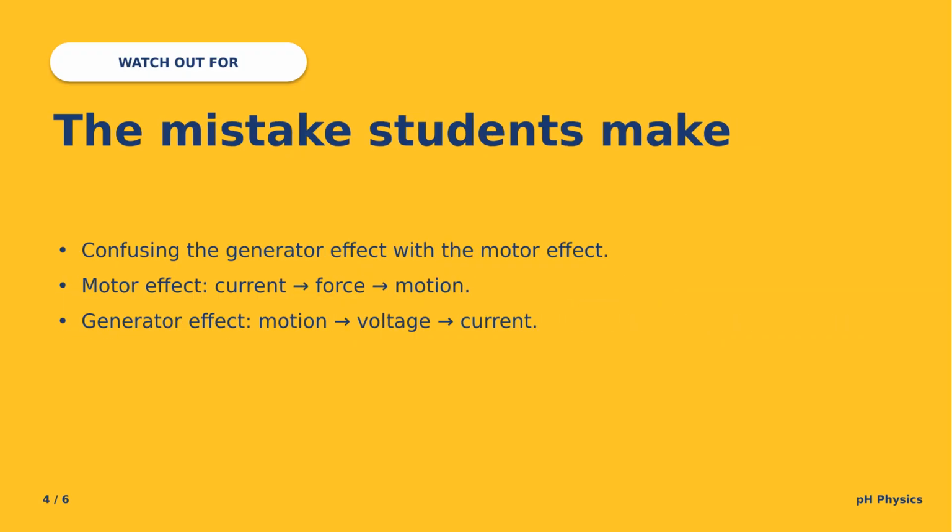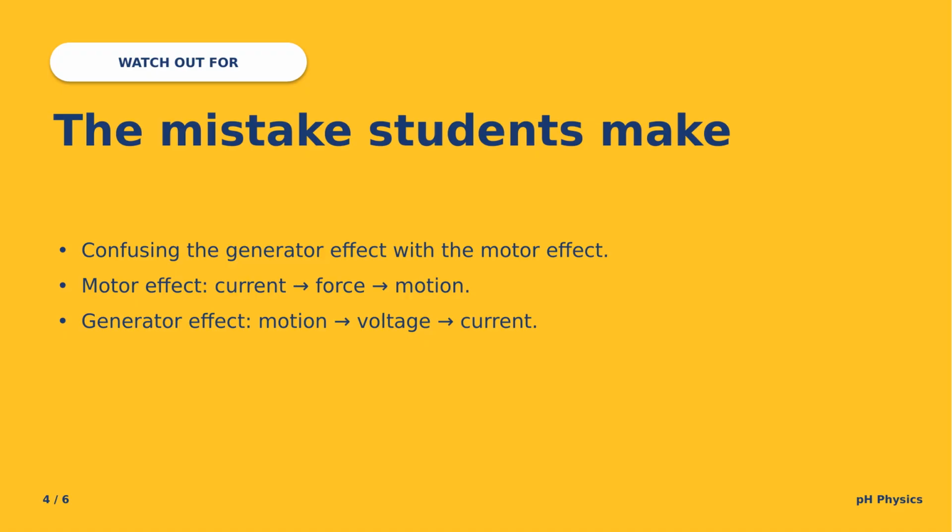A common slip is confusing the generator effect with the motor effect. Motor effect is current to force to motion. Generator effect is motion to voltage to current. Same physics, just opposite direction.